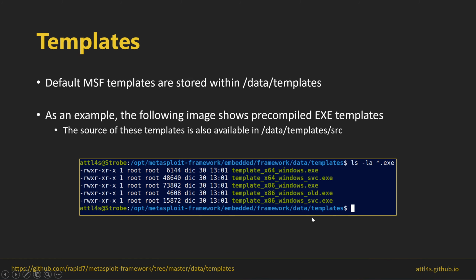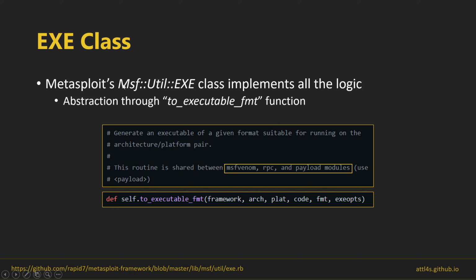And this automation is implemented by this class, Msf::Util::EXE. It implements all the logic, and the abstraction is via this function, to_executable_format, which is shared between everything within Metasploit. When you use msfvenom, when you use RPC, or when you use payload modules like use Meterpreter reverse HTTPS, everything ends up using the code of this class.